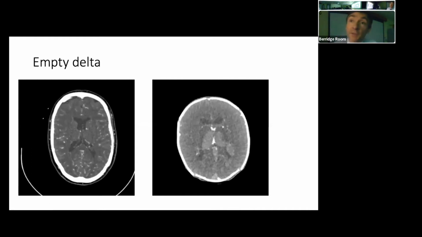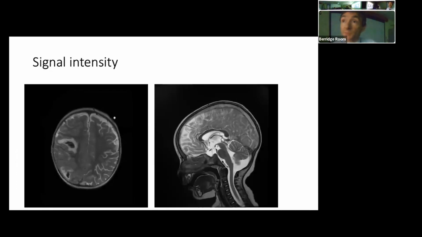This is another case showing an empty delta. So here the sagittal sinus should opacify as a triangle of contrast, whereas it's just a very thin line around the thrombus, which you can see in this case is more or less the same density as the brain, which is a bit confusing. Okay, so that's the dense sinus and the empty delta.